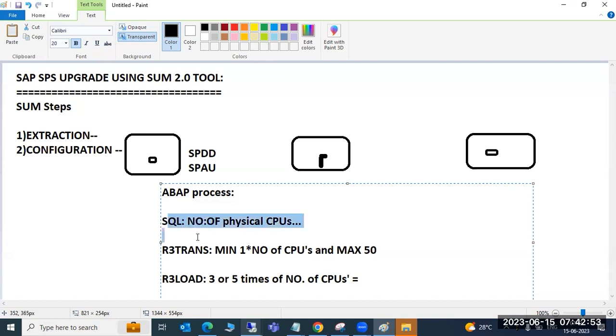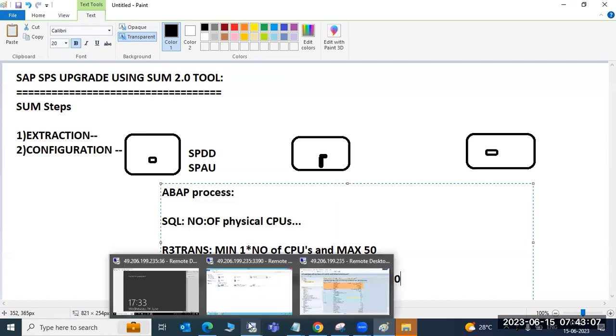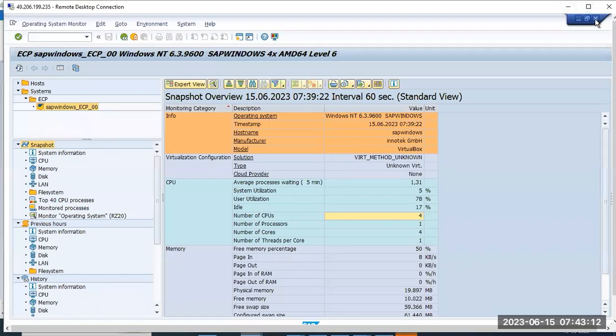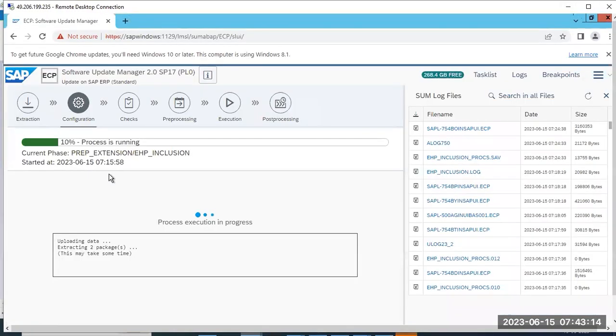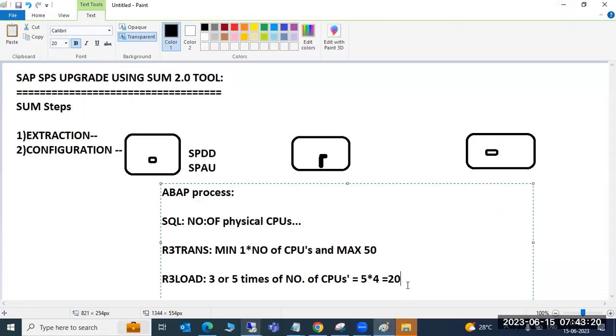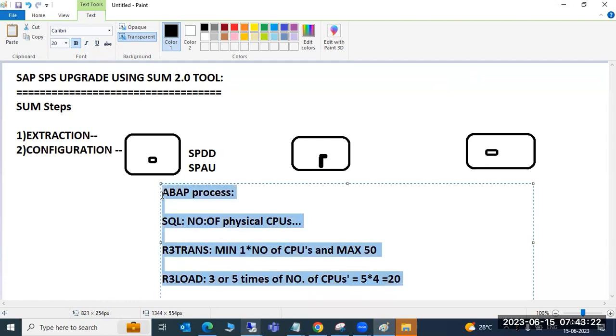So this SQL process and R3 trans will use the same logic, and R3 load is 3 or 5 times the number of CPUs. Suppose your CPUs are 4, then 5 into 4, 20 processes we have to give there, right? This is the recommendation we have to use for SAP. So this is a very important concept. Any questions on this one?